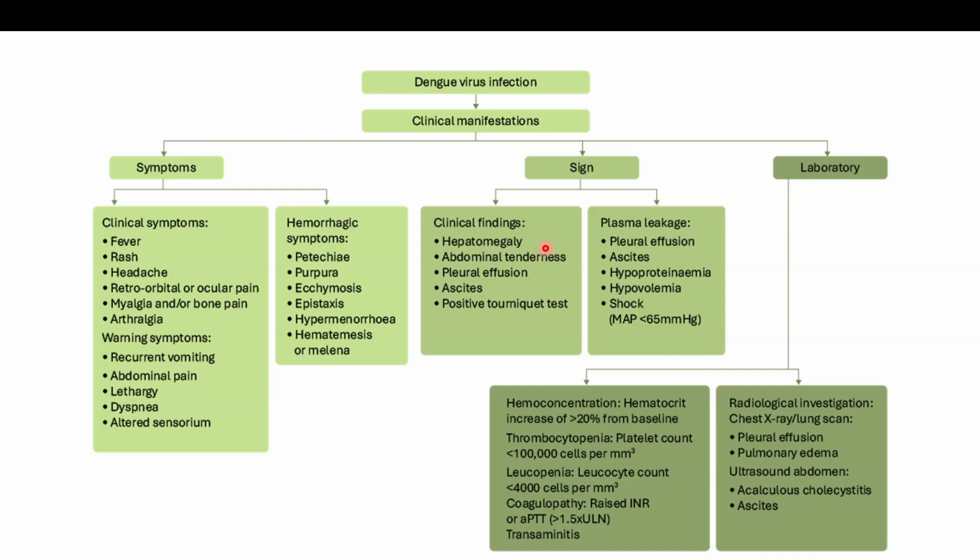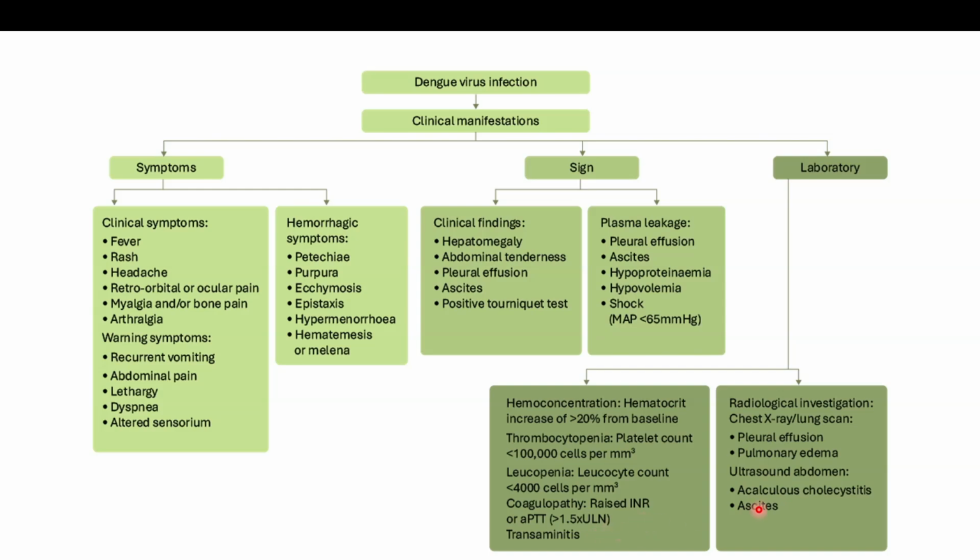Clinical findings, there can be hepatomegaly of up to 2 to 3 centimeters. Abdominal tenderness can be there, pleural effusion, ascites, positive tourniquet test. Due to plasma leakage, there can be pleural effusion, ascites, hypoproteinemia, hypovolemia, and shock. Laboratory features, there can be hemoconcentration, hematocrit increase of more than 20% from the baseline, platelet count of less than 1 lakh, leukopenia where the total leukocyte count can go below 4,000. There can be raised INR or APTT more than 1.5 times the upper limit of normal.